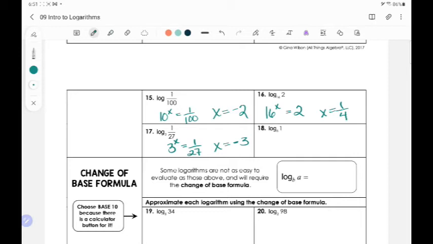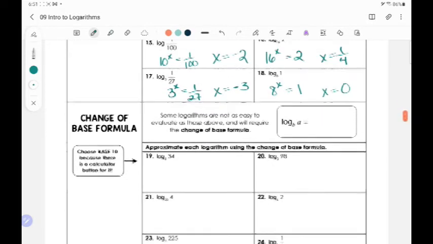And finally, we have log base 8 of 1 equals x. This one's not going to be too difficult. What power would we raise 8 to give us 1? Anything to the power of 0 equals 1. So x has to equal 0.